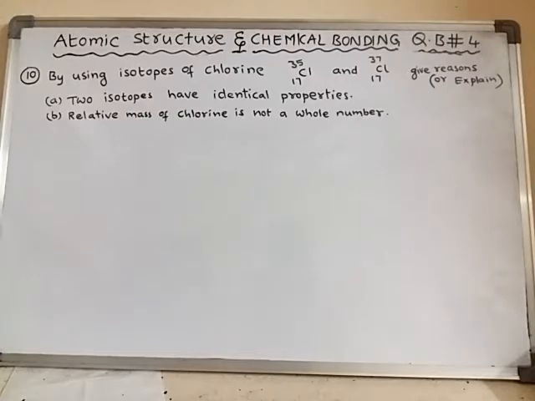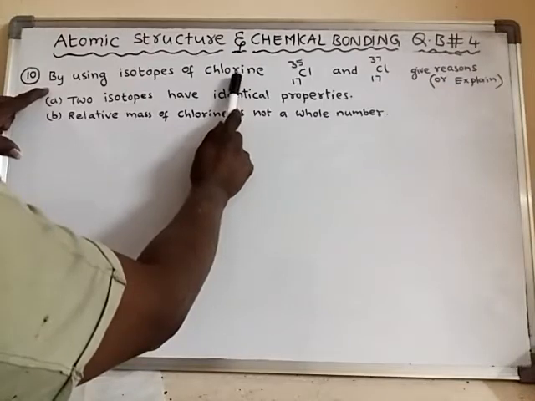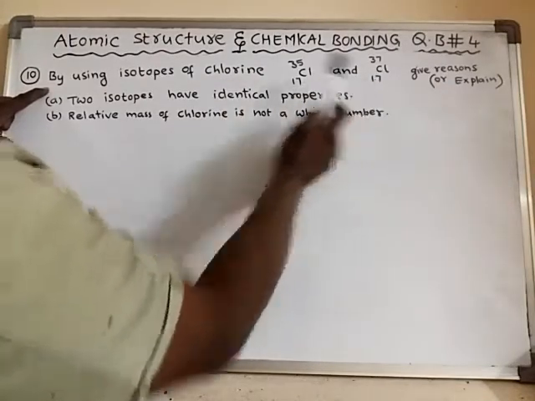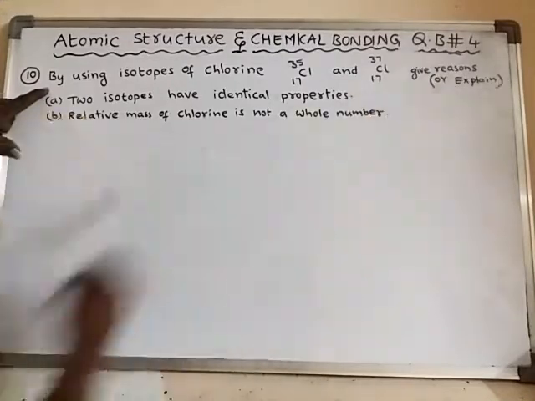Today we will learn the question bank 4 related to atomic structure and chemical bonding. We will go with the 10th question. So what is the 10th question? By using isotopes of chlorine, so these two are isotopes of chlorine, we have to give the reasons or we have to explain.